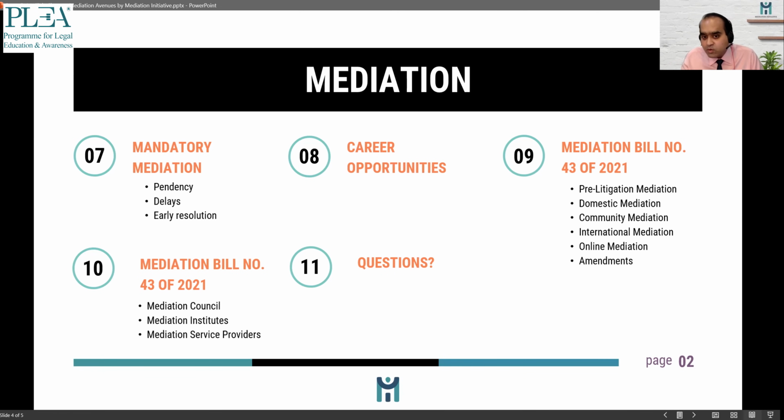Now, coming to the 8th point, career opportunities. Whatever I have said till now should give you an idea of the immense career opportunities that exist in mediation today. If you have the mindset of being a mediator, well and good, go and be a mediator. If you feel that you can't be a good mediator, but you can help someone in a mediation as their lawyer, then be that.